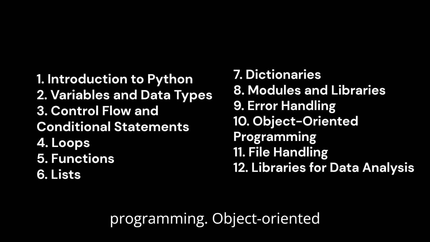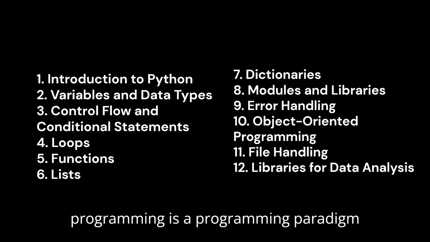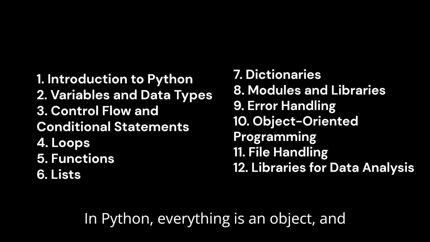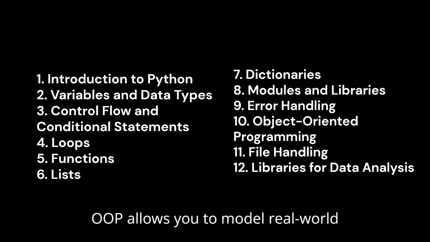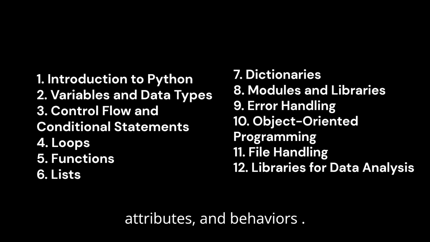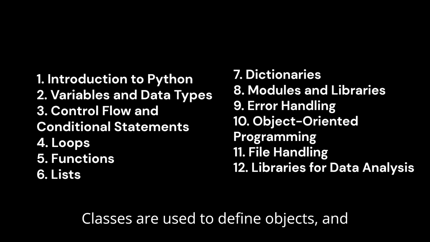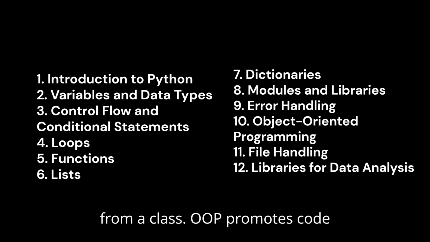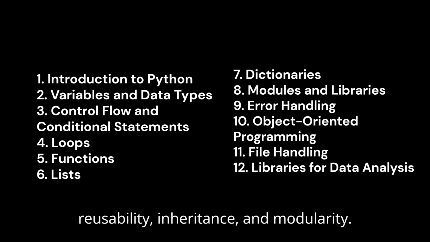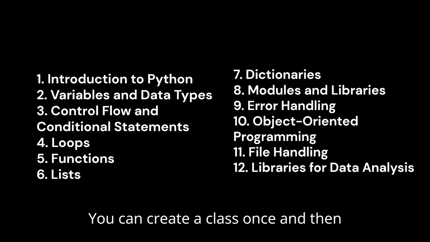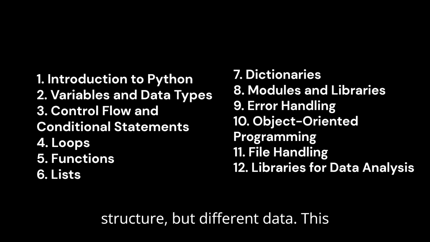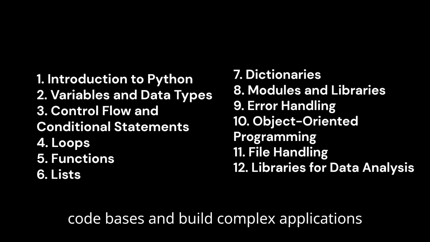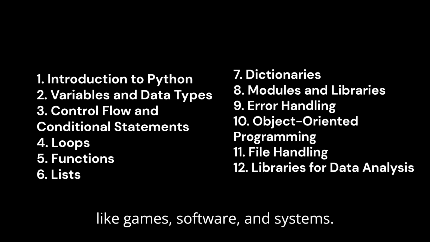10. Object-oriented programming. Object-oriented programming, OOP, is a programming paradigm that organizes code around objects. In Python, everything is an object, and OOP allows you to model real-world entities as objects with properties, attributes, and behaviors, methods. Classes are used to define objects, and instances are specific objects created from a class. OOP promotes code reusability, inheritance, and modularity. You can create a class once and then create multiple objects with the same structure, but different data. This approach makes it easier to manage large code bases and build complex applications like games, software, and systems.